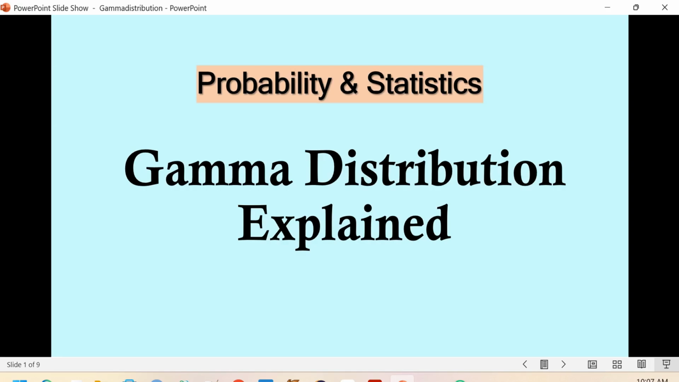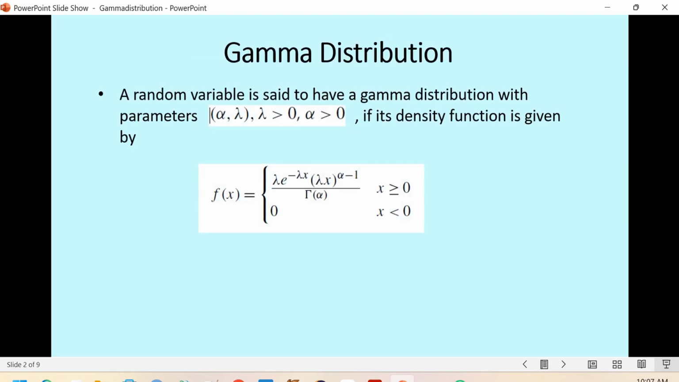Hello, we will explain gamma distribution in this video. Gamma distribution is a distribution to model a random variable. It is used to model the time until the next several events occur. The probability density function of the gamma distribution can be expressed as this formula.